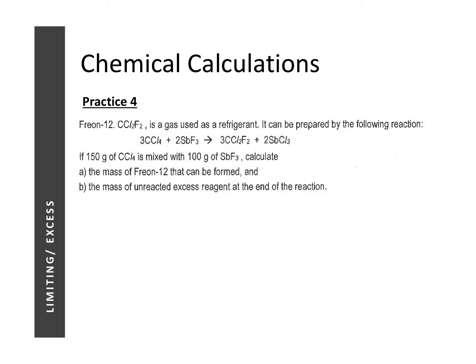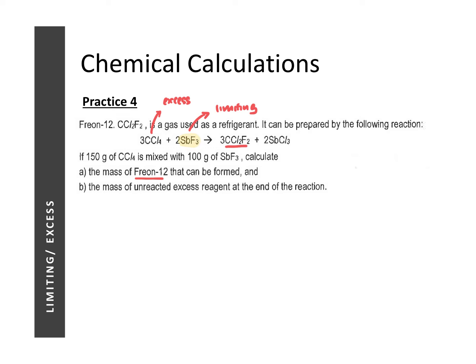So up to this point, we have yet to solve any part of the question, but we have determined that your antimony trifluoride is the limiting reactant and your CCl4 is the excess reactant. So in part A, you're supposed to find the mass of the product, which is your Freon 12 or your CCl2F2. Once again, when we need to find the amount of product, we need to look at the limiting reactant. So in this part, we're going to focus on your antimony trifluoride.